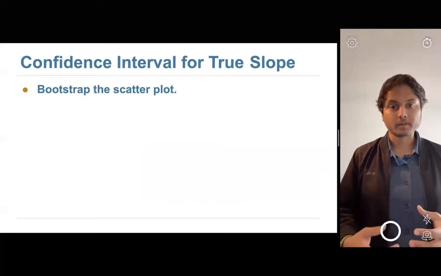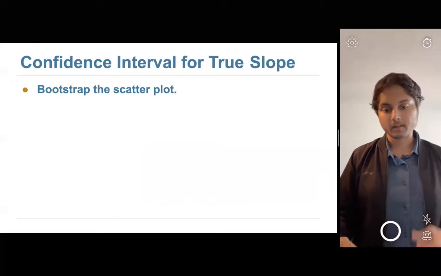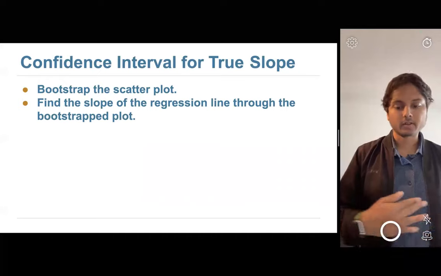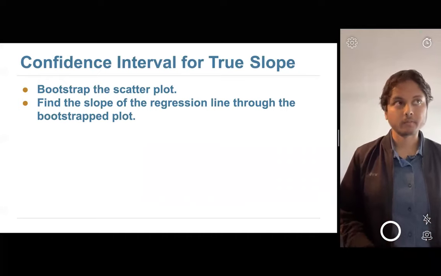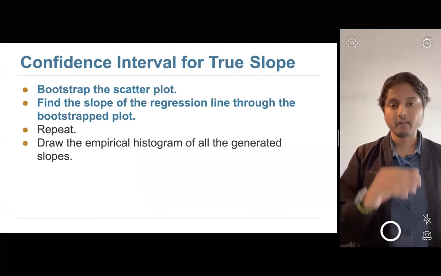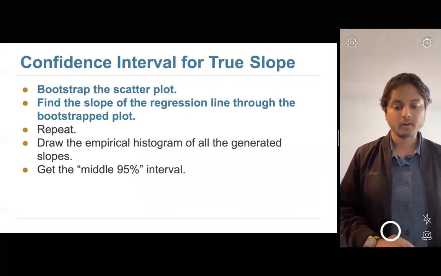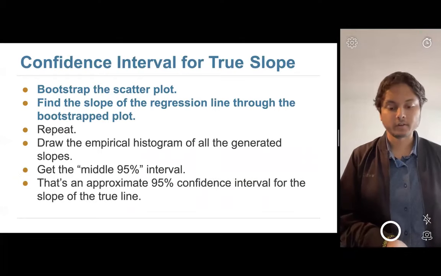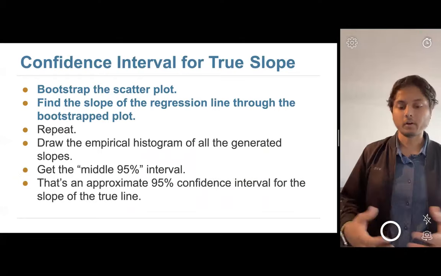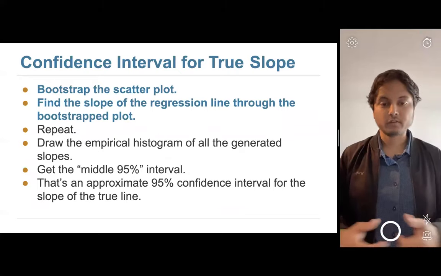We would bootstrap the scatter plot, so resample it many, many times, fit a line through each scatter plot, and look at the slope of the regression line through each one. Once you have all of these different slopes, you can draw an empirical histogram of all the slopes and then create a middle 95% interval. That could be a way to create an approximate 95% interval for the slope of the true line.